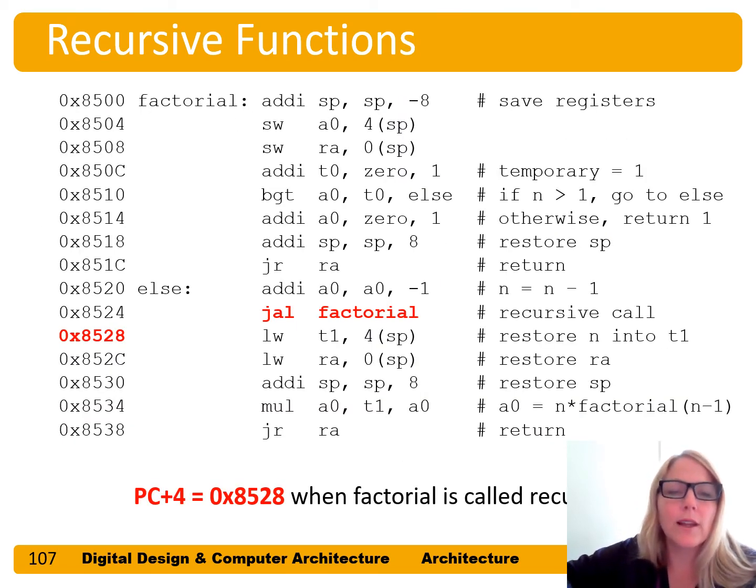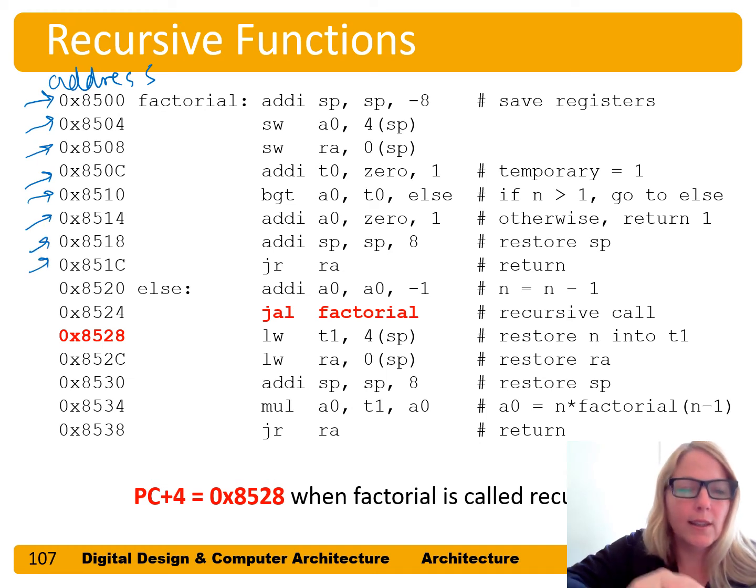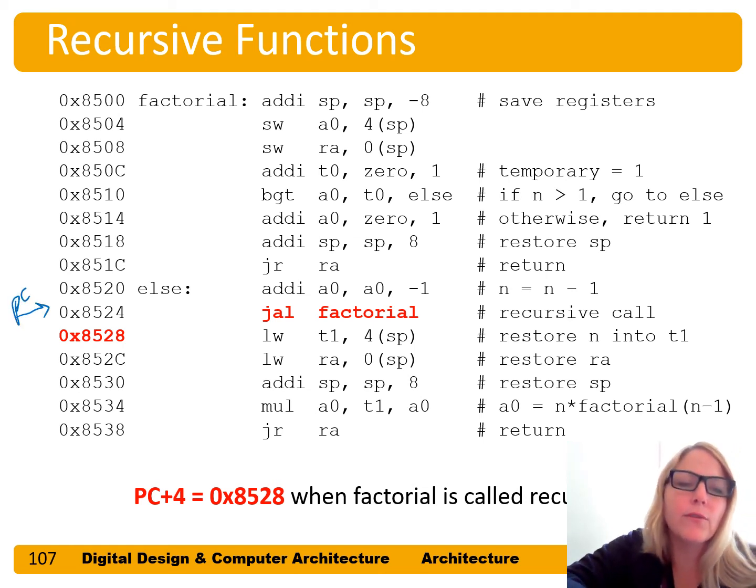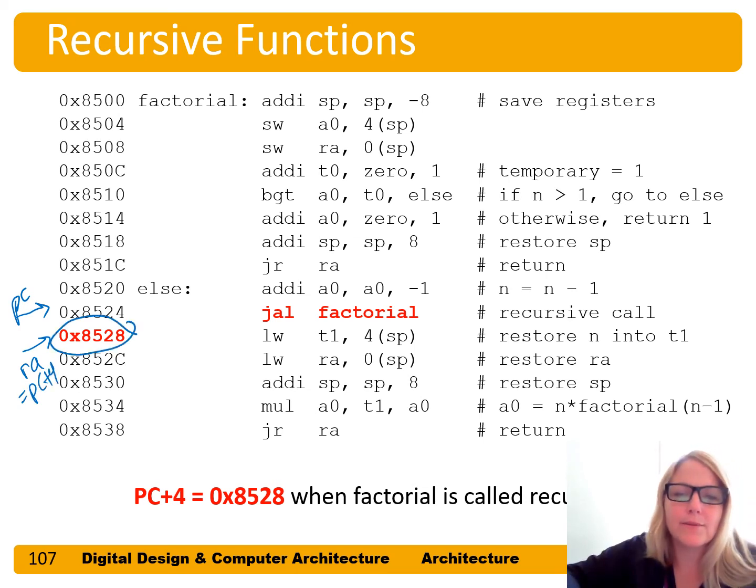And so notice that when this recursive call to factorial is made, we can put some addresses here at the top. So here's memory address hex 8500. The next instructions are at 04, 08, 0C, 10, 14, just sequentially. And this jump and link instruction occurs when PC is equal to hex 8524. So RA is going to be equal to PC plus 4, which is hex 8528.